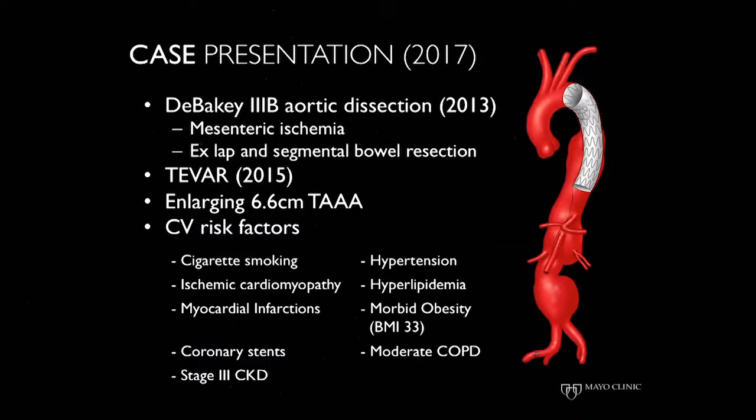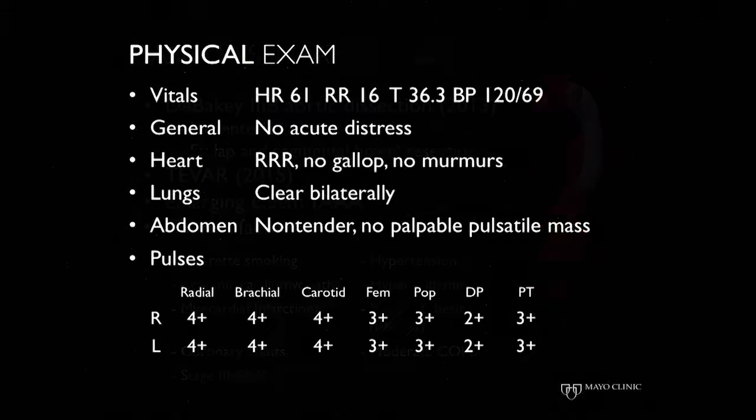The patient was followed and treated with a thoracic endovascular aortic repair in 2015. He then had progressive enlargement of the distal thoracoabdominal portion of the aneurysm. His cardiovascular risk factors included cigarette smoking, ischemic cardiomyopathy, multiple myocardial infarctions and coronary stents, stage 3 chronic kidney disease, hypertension, hyperlipidemia, morbid obesity, and moderate COPD.